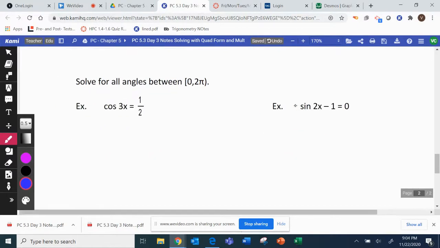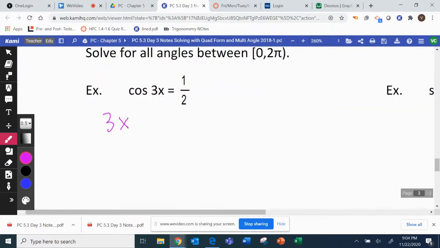All right, here's how we're going to solve these. First thing we're going to do is get 3x by itself. I'm going to get rid of the cosine, and these are non-calculator questions. So these should all be questions that you could solve using the stuff you had to memorize, the special triangles.